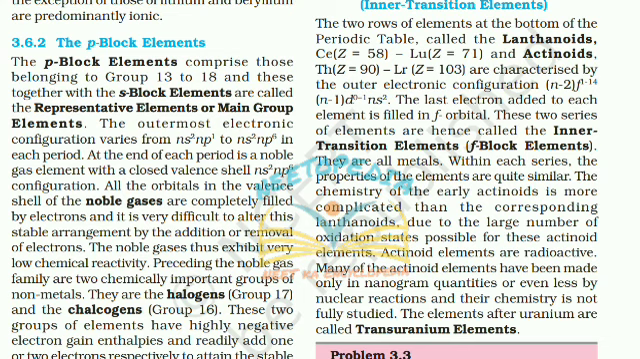All the orbitals in the valence shell of the noble gases are completely filled by electrons, and it is very difficult to alter this stable arrangement by addition or removal of electrons. The noble gases thus exhibit very low chemical reactivity.